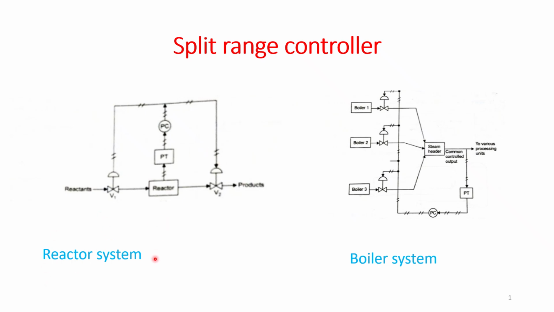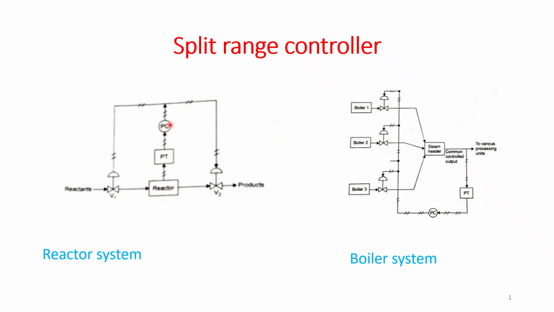Let's take an example in the reactor system. In the reactor system, we want to maintain the pressure in the reactor as constant. So the pressure will be measured. PT means pressure transmitter. That pressure will be given to the PC, the pressure controller. The set point was already given. So based on the current pressure, the pressure has to be adjusted in the reactor.